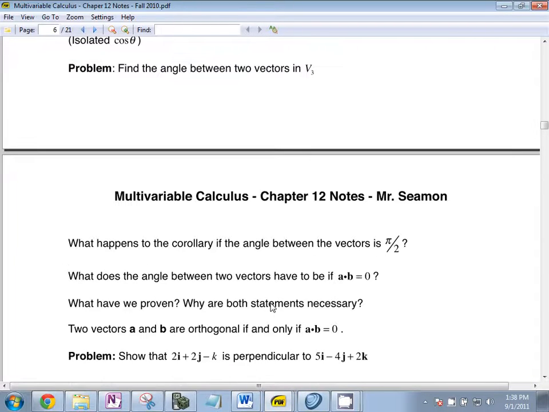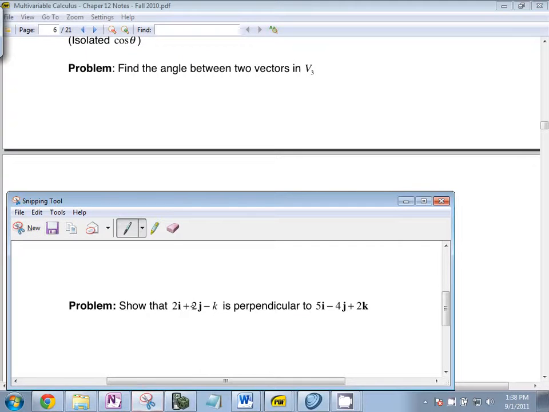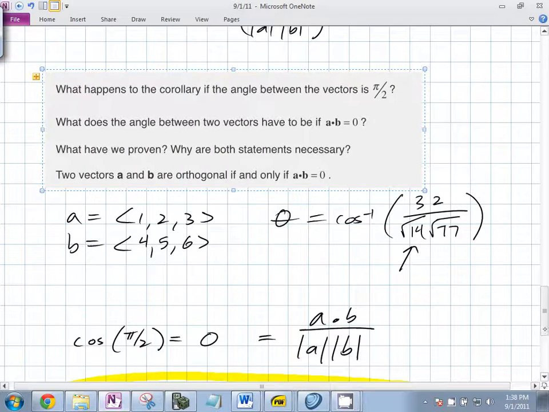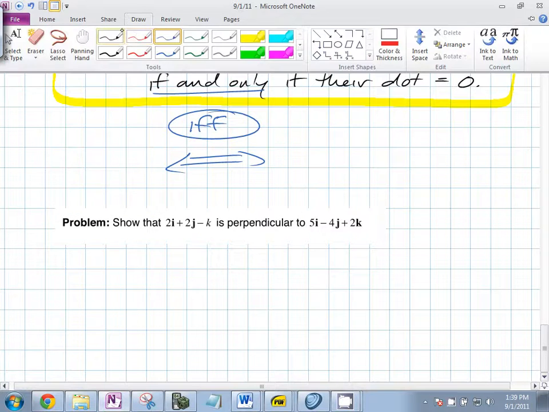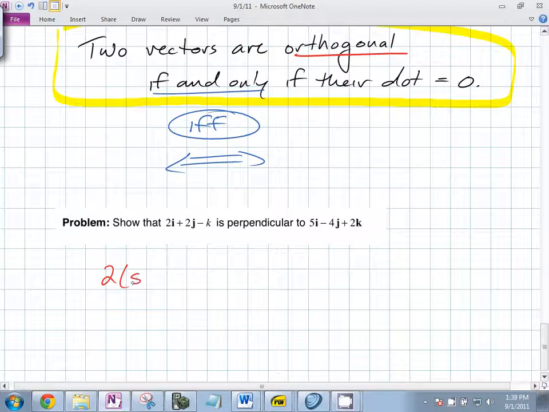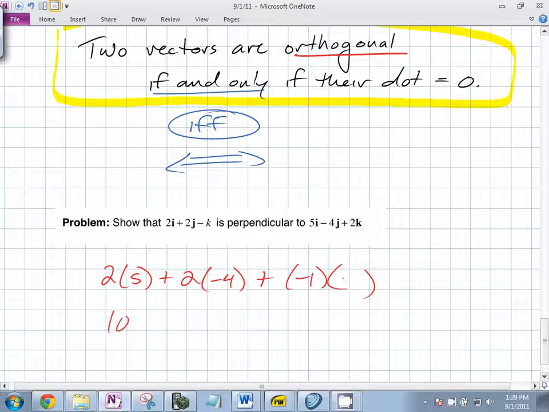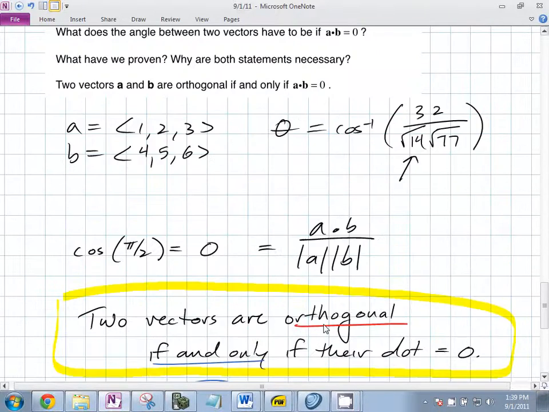So if I gave you this question right here, how do you prove quickly that these two vectors are orthogonal? You find their dot product. And that literally is going to be 2 times 5 plus 2 times -4 plus -1 times 2. That's going to be 10 minus 8 minus 2, which is 0. So is it pretty easy to find out if they're perpendicular or not? Yeah, it's pretty easy to figure that out. That's nice.